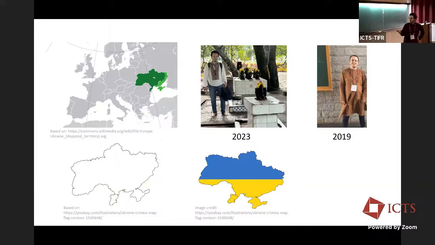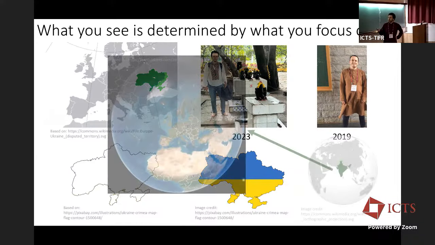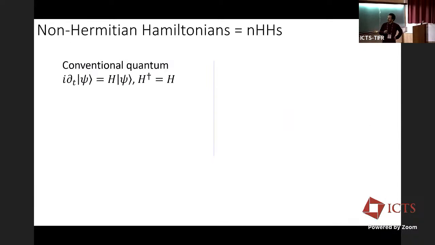So that's actually the message of my talk today, that what you focus on largely determines what you will see. And if your focus is wrong, you may miss something important. For example, if you focus on Europe, it's very easy to miss India. But figurative speech aside, we are talking about non-Hermitian Hamiltonians today.